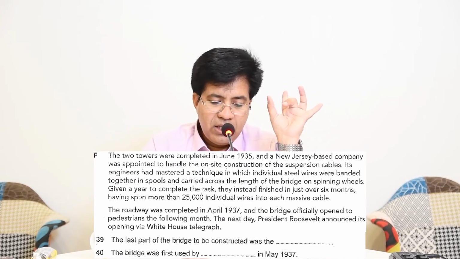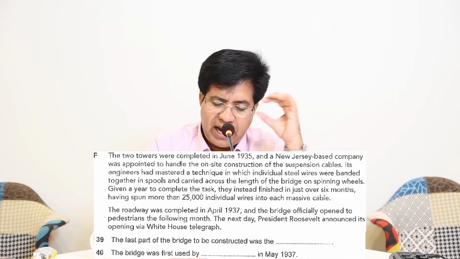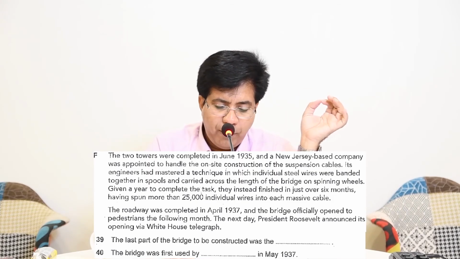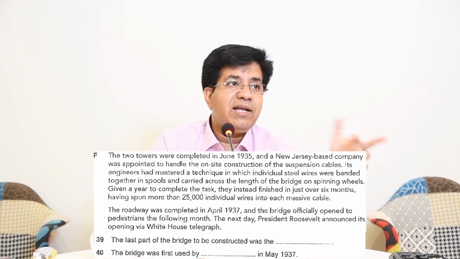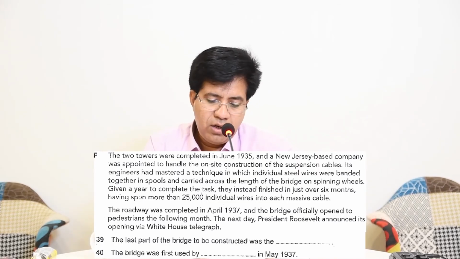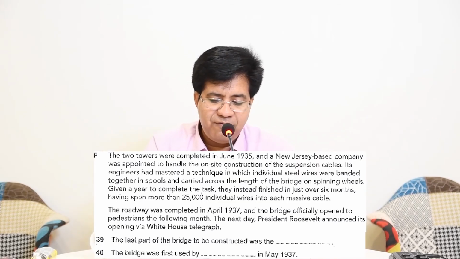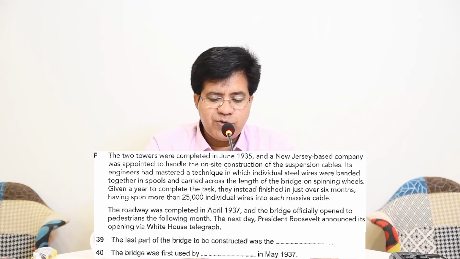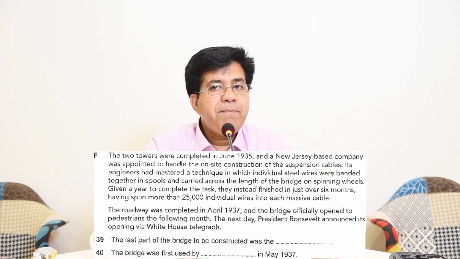Okay, question number 40. The bridge was first used by dash in May 1937. May 1937. Found it? Same paragraph. Now I'm reading it. The roadway was completed in April 1937 and the bridge officially opened to pedestrians only, for the people who walk. Opened to pedestrians the following month. So the bridge was first used by pedestrians. Pedestrian means people who walk.